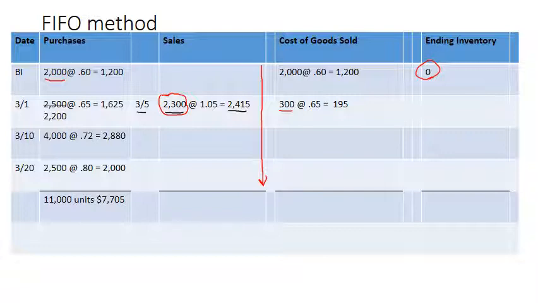So between these 2 layers of inventory, we have produced or distributed to the buyers 2,300 units, and the cost is a total of $1,395. So some of them were purchased at 60 cents a bottle, some of them were purchased at 65 cents a bottle.